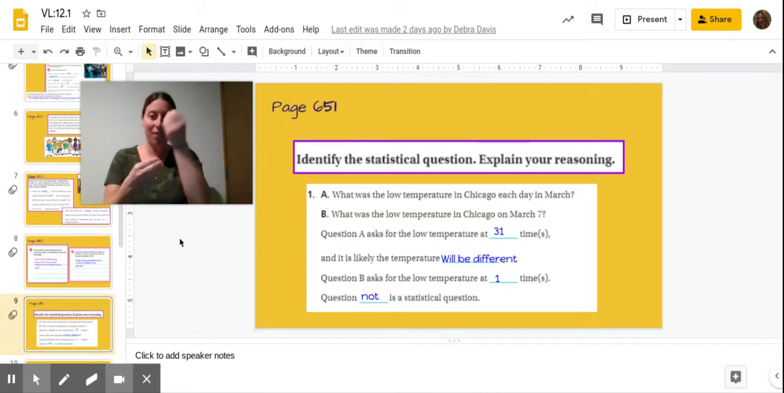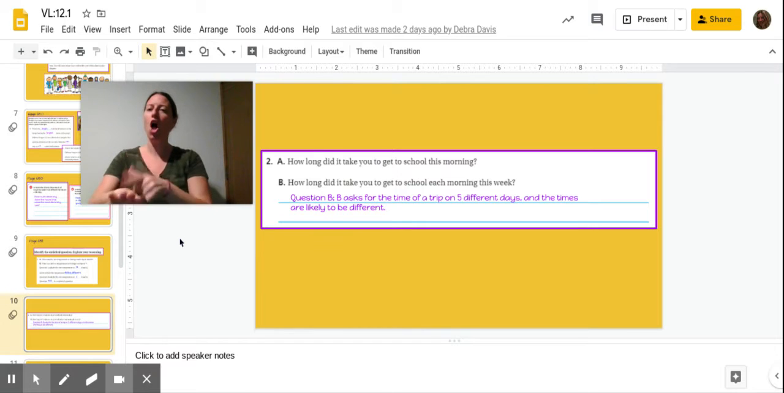Here's another question. Which one is statistical? A: How long did it take you to get to school this morning? So it's only asking about one time. Or B: How long did it take you to get to school each morning this week? Question B asks you for multiple pieces of information on different days. So the times could be different depending on which way you went to school, if there was traffic, if you were on time. So that is more of a statistical question because it has more information.